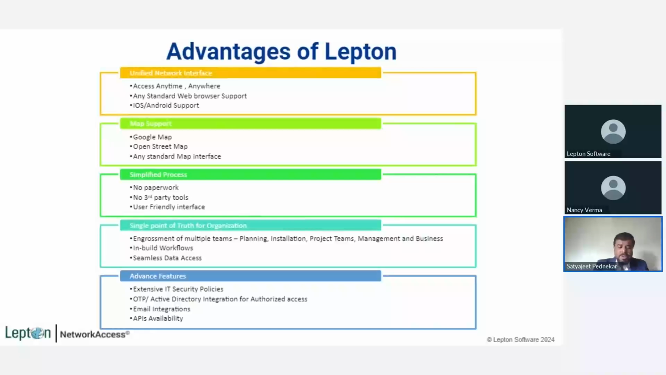And an advanced feature: this tool comes with extensive IT security policies. We have received IT security clearance from the largest telcos, who have big IT security teams, and this solution has crossed those IT security milestones. It comes with OTP authentication also. Some implementations want to give access with an OTP, not depending only on username and password. So we can integrate with OTP. The OTP is received on the registered mobile, and only after that can they log into the tool.